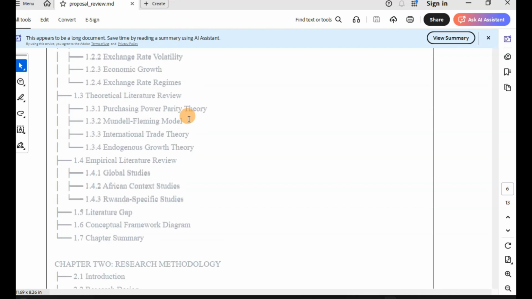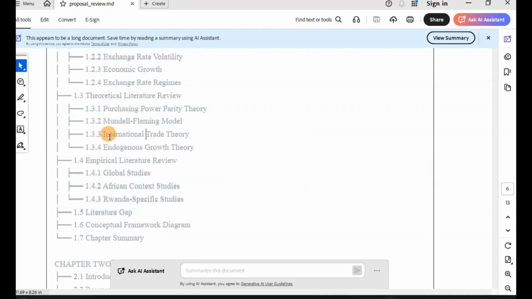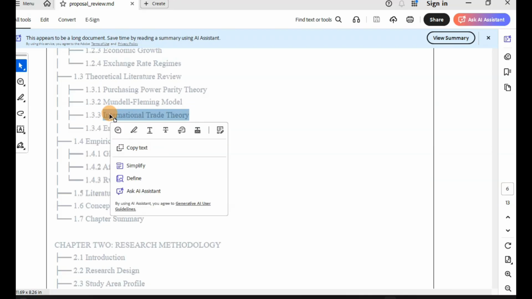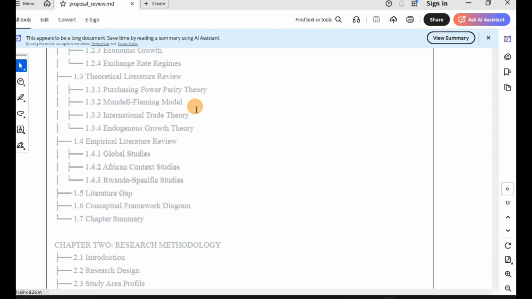But now he's missing this part. He can cheat from here, right? The part that will be in the literature review. He needs to also add the international trade theory because one of the variables includes trade. You can't see the exchange rate volatility without bringing in the concept of trade, imports and exports.